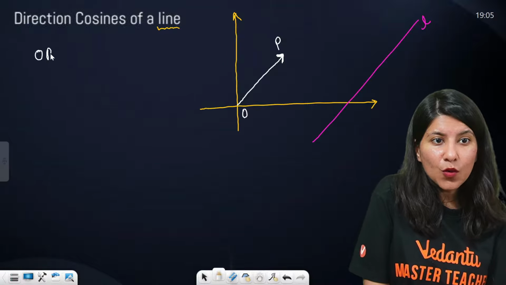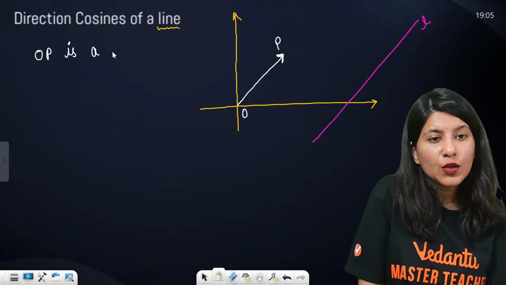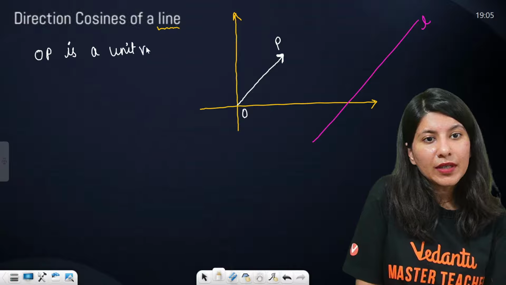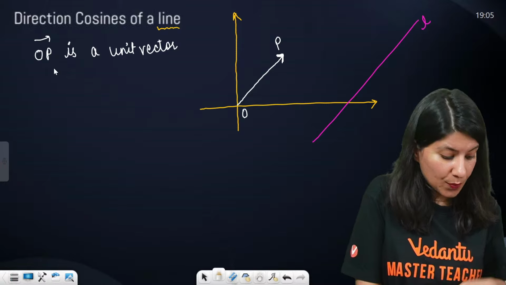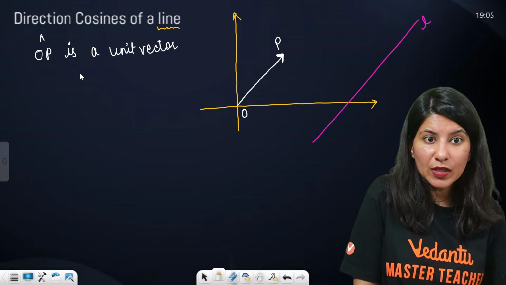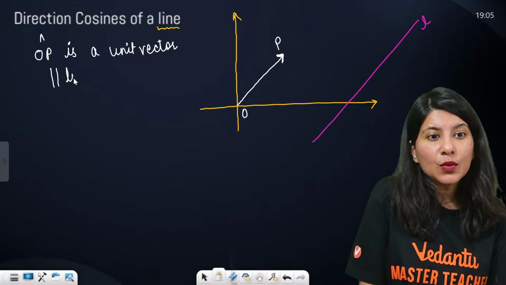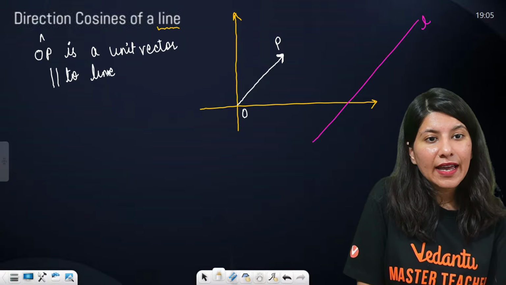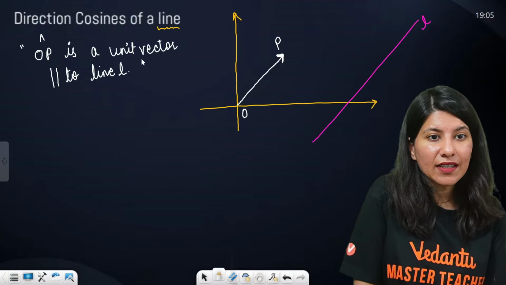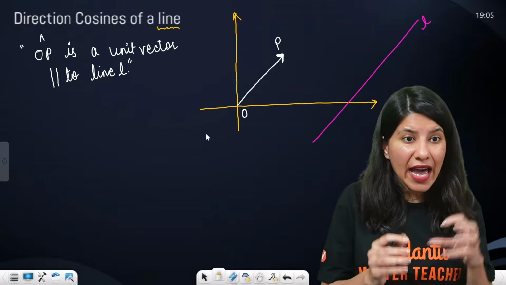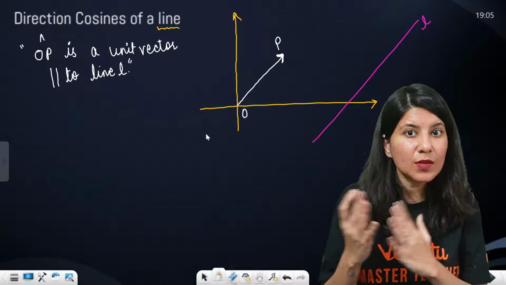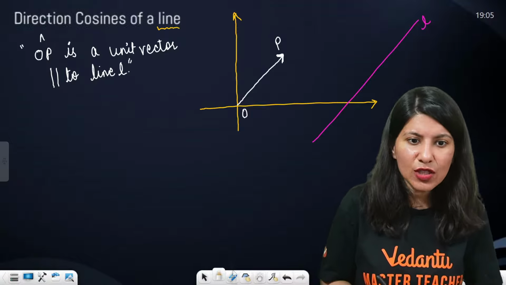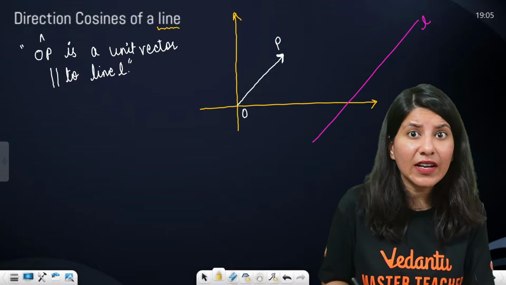So understand, OP is a unit vector parallel to OP cap. Let me write: OP cap is a unit vector parallel to my line L. Are you understanding this, what is OP? So I have created an OP vector which passes through the origin, which is perpendicular to my line. Okay, now just understand what this parallel vector is doing.